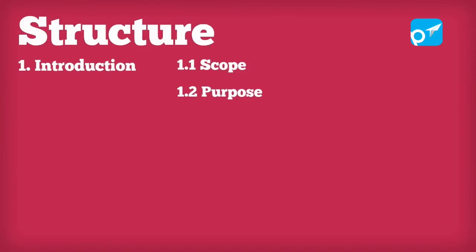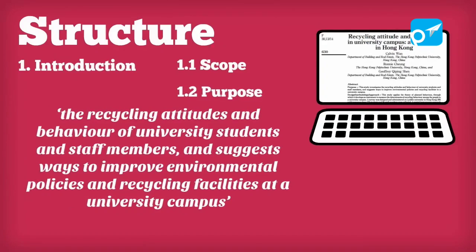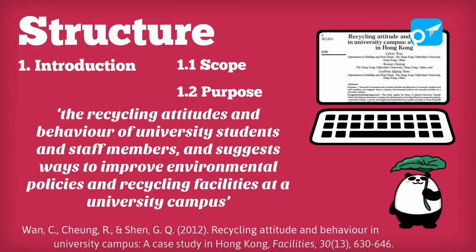Now, the first part of a report is the introduction. This is where we tell the reader what the report will cover, i.e., the scope. What is the purpose of our report? For example, this report examines the recycling attitudes and behavior of university students and staff members and suggests ways to improve environmental policies and recycling facilities at a university campus. This tells us exactly what the report is about.